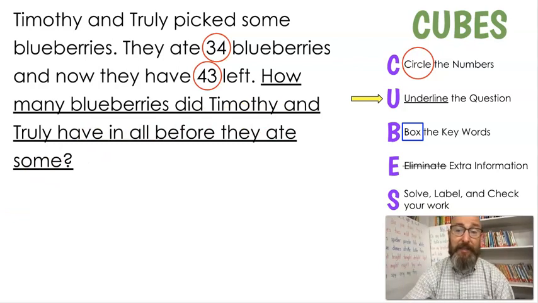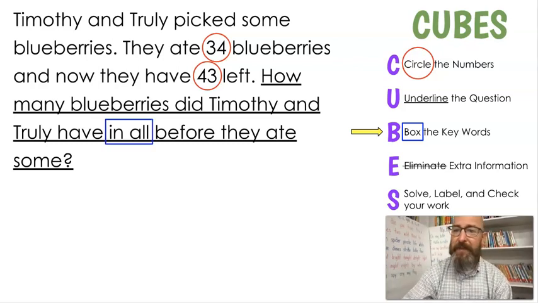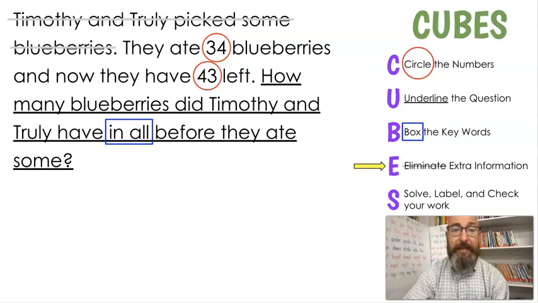Next is B. B stands for box the keywords. Where in the word problem do you see the keywords, and what are they? In all is correct. I'm sure you found that. Last is E. E stands for eliminate extra information. Is there anything in here that doesn't necessarily help us solve the question? Timothy and Truly picked some blueberries. And last is S, solve, label, and check your work.